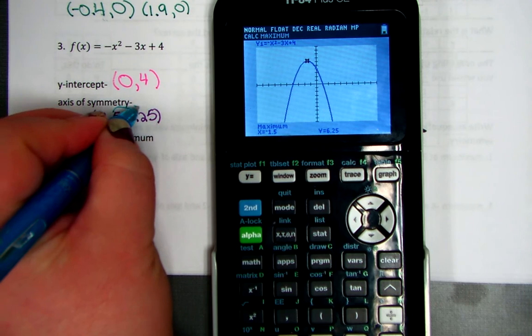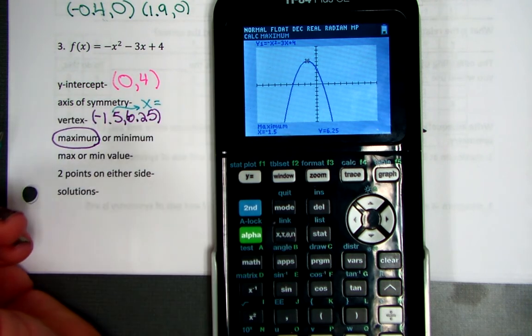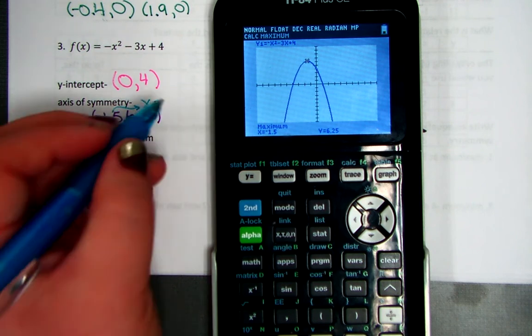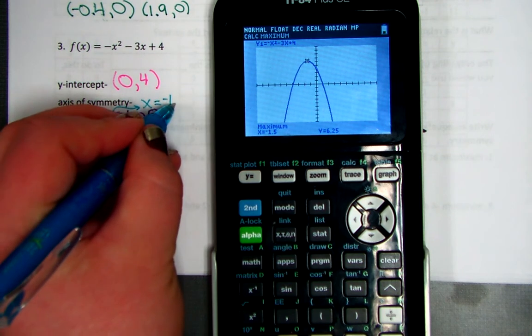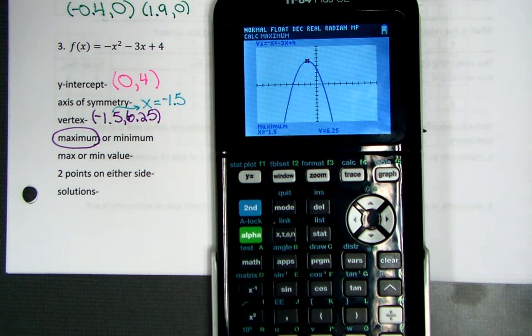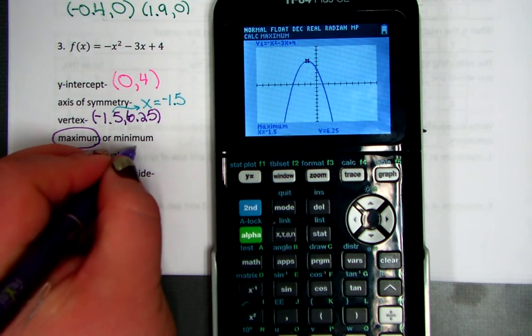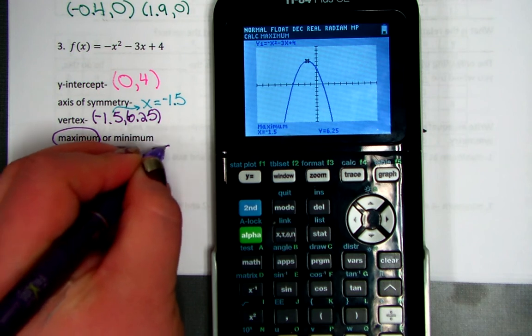That's our vertex. That tells us my axis of symmetry is at x equals, please don't forget that part. An axis indicates a line, so your equation is important. Don't just tell me negative 1.5. And then it also tells me what my maximum value is, 6.25.